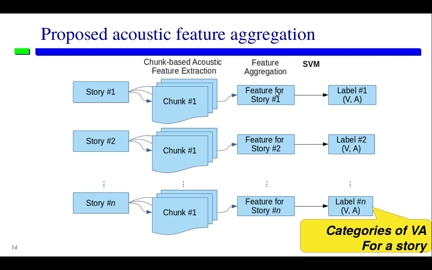Then we get the acoustic feature for one story, and we process it using SVM, the same classifier used by the baseline, and then we get the label for one story and also for the other stories. So here we obtained the label for each story. The difference is that the baseline processed chunks directly, so the result is chunk based, but here the result is story based, or utterance based.